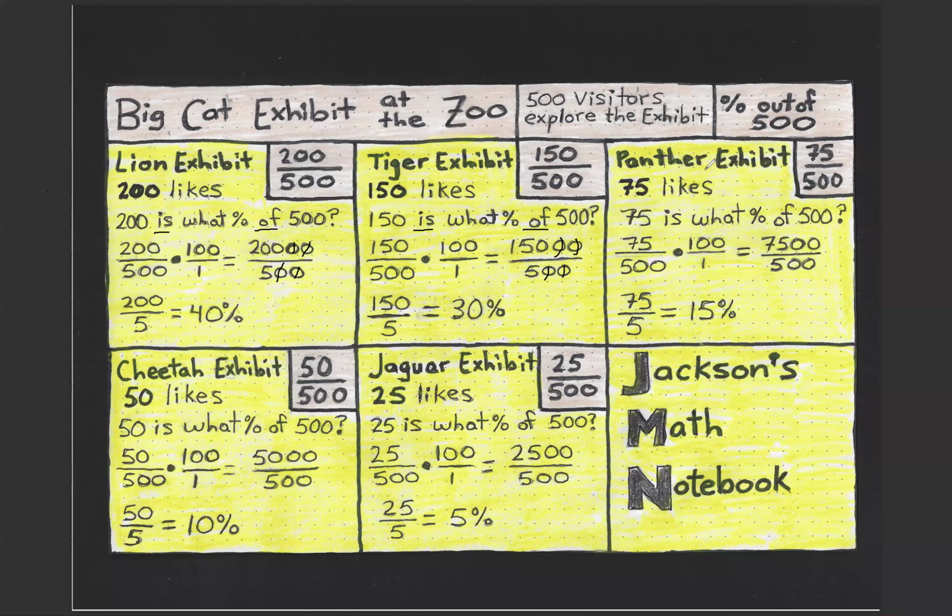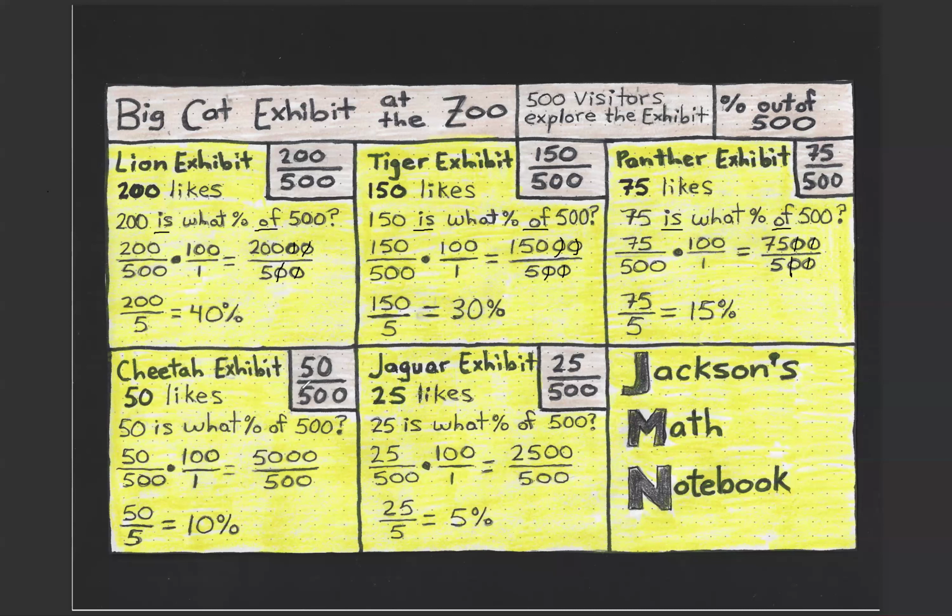And let's move on to the panther exhibit, in which 75 visitors like this exhibit. 75 is what percent of 500? And remember, is over of: 75 over 500. And let's multiply by 100 to find out our answer. 75 times 100 is just simply 75, and we just add the two zeros at the end, and then we just move the 500 over across at the bottom, keeping it as our denominator, because this is out of 500. And when we remove the zeros at the end, we have 75 divided by 5, which will give us 15%.